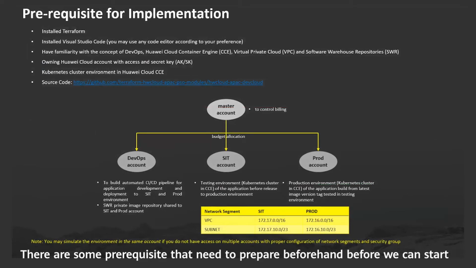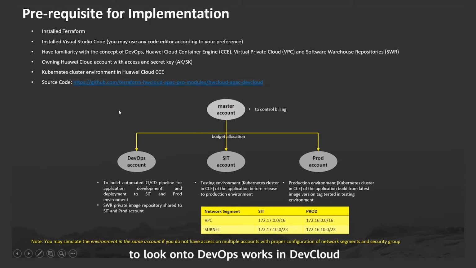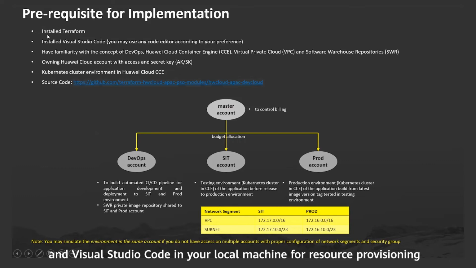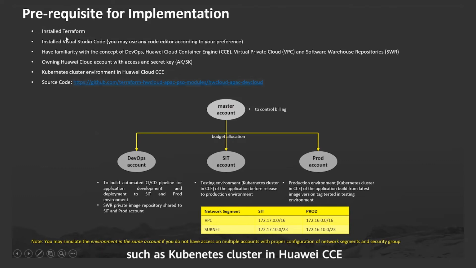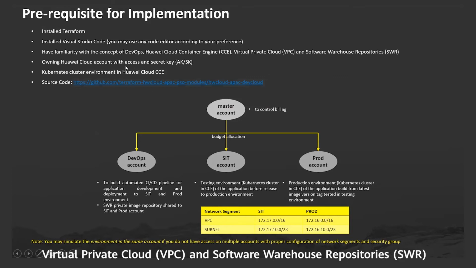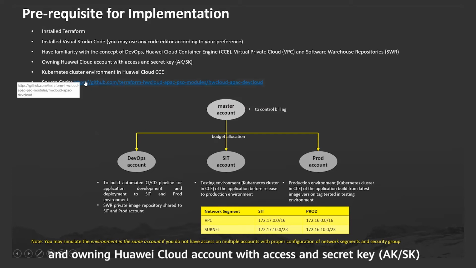So there are some prerequisites that need to be prepared beforehand before we can start to look into DevOps works in DevCloud. For example, you should have installed Terraform and Visual Studio Code in your local machine for resource provisioning, such as the Kubernetes cluster in Huawei CCE. You should have familiarity with the Huawei CCE, the concept of DevOps, Huawei Cloud Container Engine, Virtual Private Cloud VPC, and Software Repository for Container, as well as owning Huawei Cloud account with access and secret key.